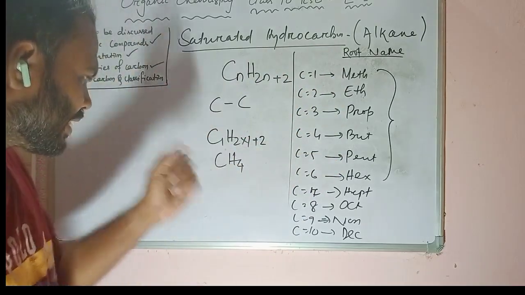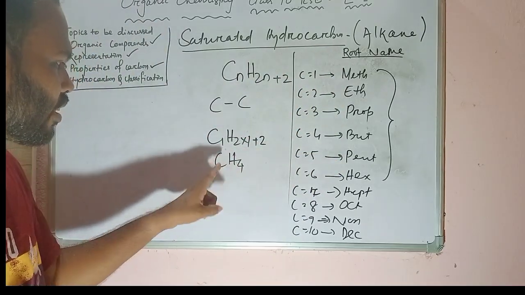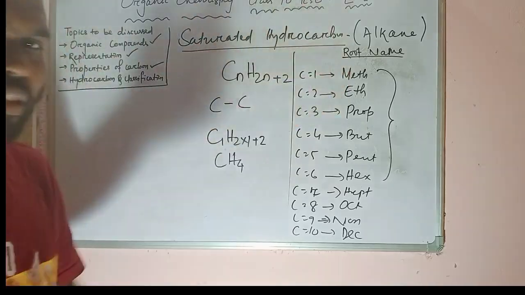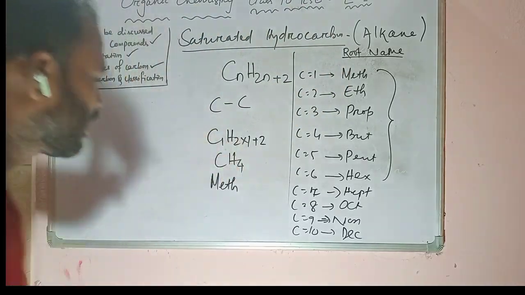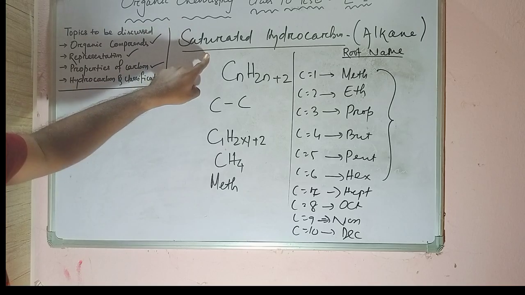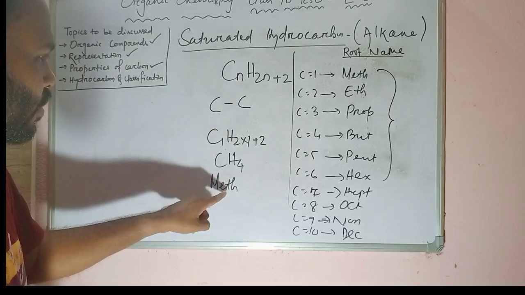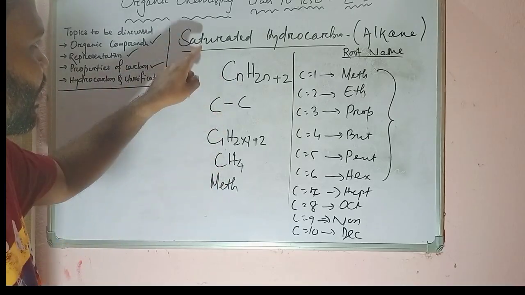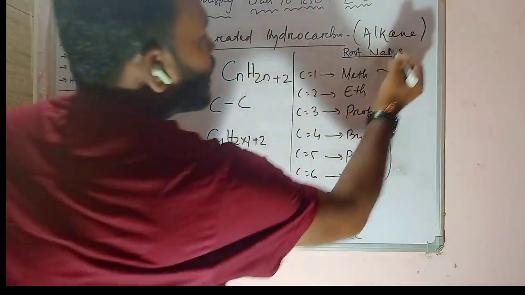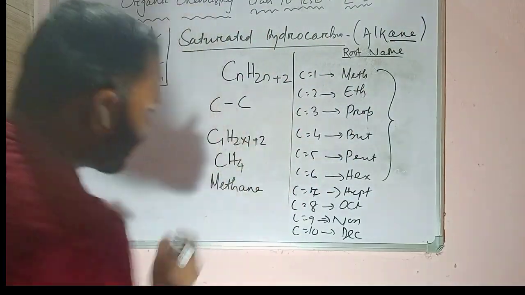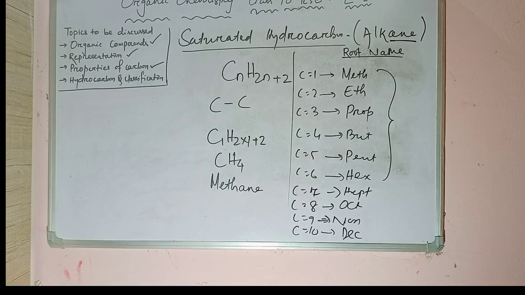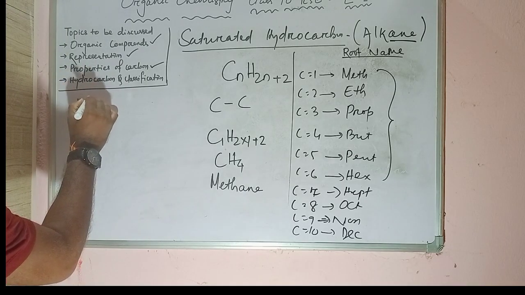So now let's name this compound. You see, for one carbon I have written meth. Okay, now let's write meth here. CH4 is a saturated hydrocarbon because it is derived from this formula. Then for saturated hydrocarbon, what is the suffix? ane. Then I can write methane. Yes or no?